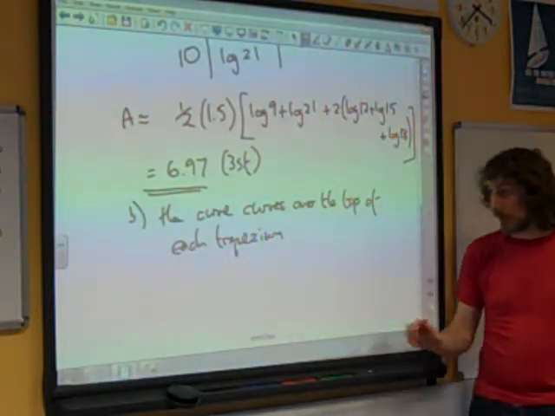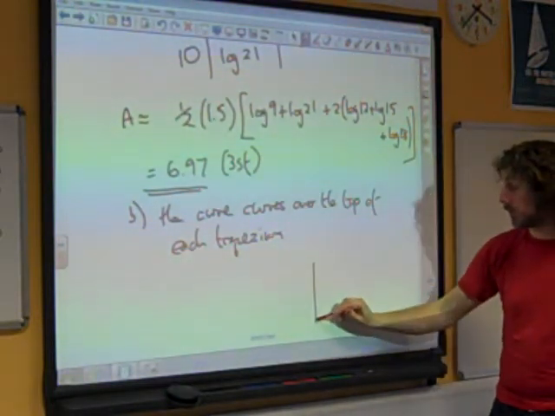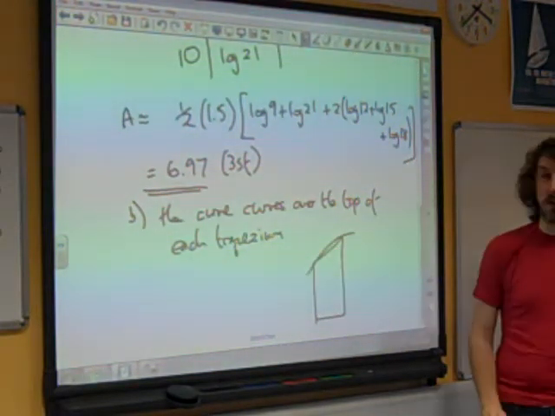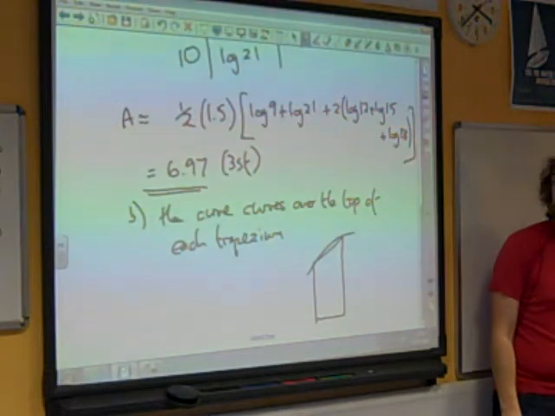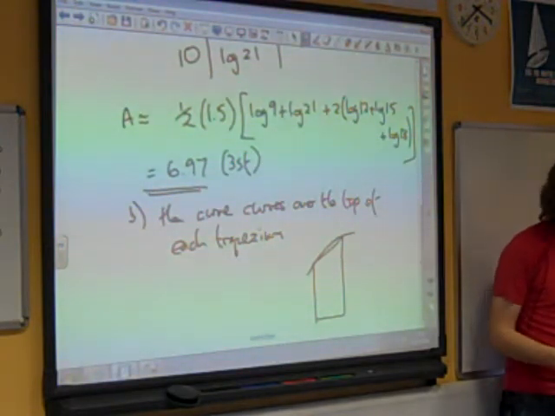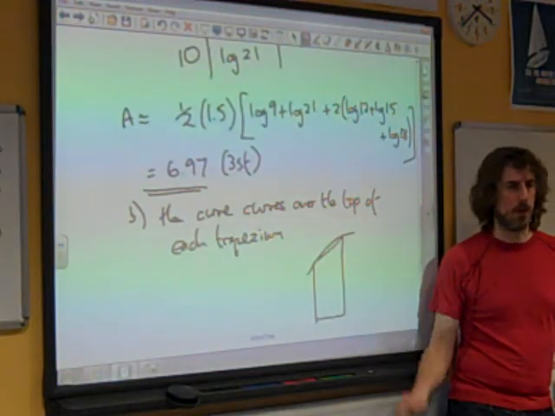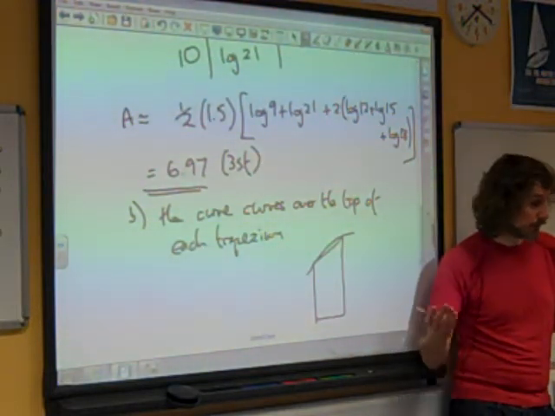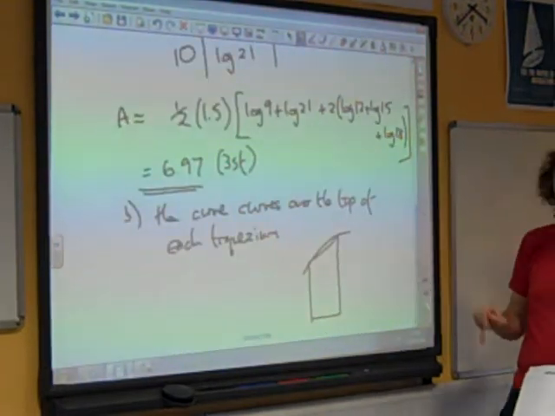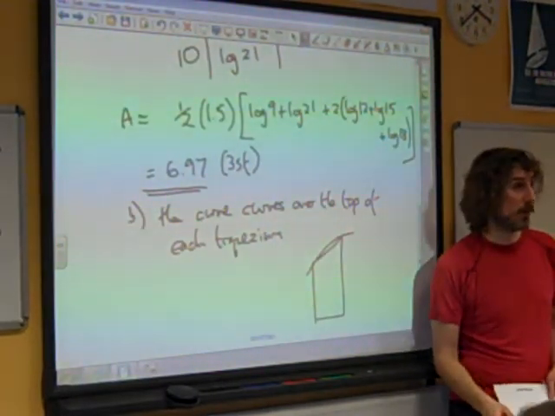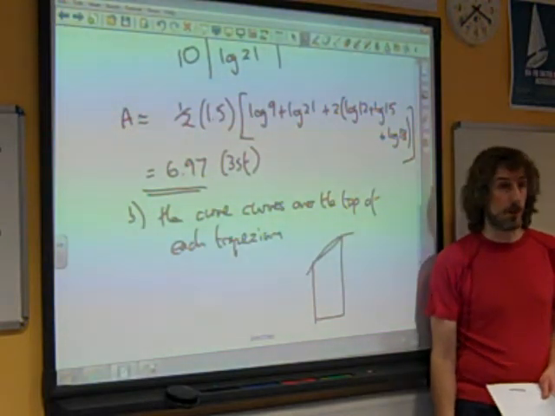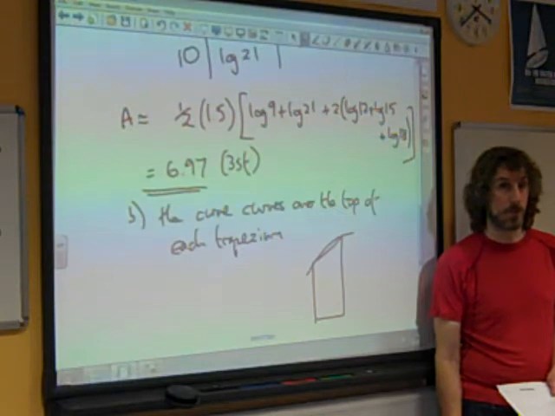And if you want to emphasize it with a diagram, then draw a little trapezium and show a curve curving over the top of it and give that kind of illustration. But do it in words as well, don't just draw the diagram on the side. There we go, that was question two on the exam paper, and it goes 5 marks, which is, you know, 7 or 8% set of marks for not doing an awful lot of hard work.